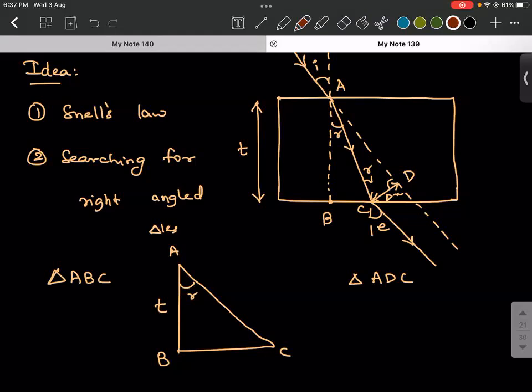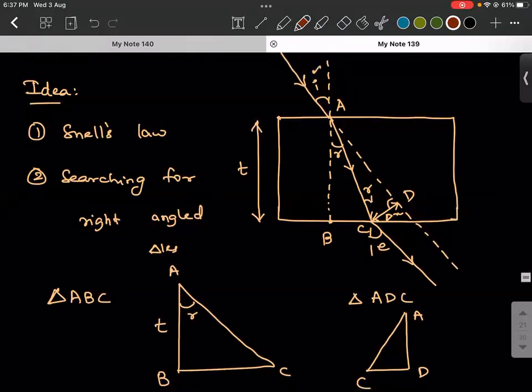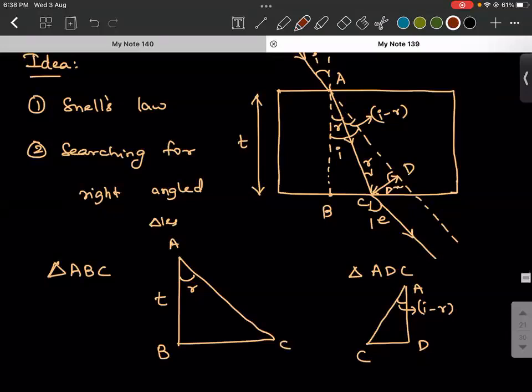So if I take this to be the right angle triangle, this is A, this is D, this is C. If I join it here, now what I can say is, if this angle is I, here the angle will be I because it is a vertically opposite angle. So out of I, R is gone, which means this angle will be I minus R. So here the angle A will take the value of I minus R, okay? And CD is delta X, right?